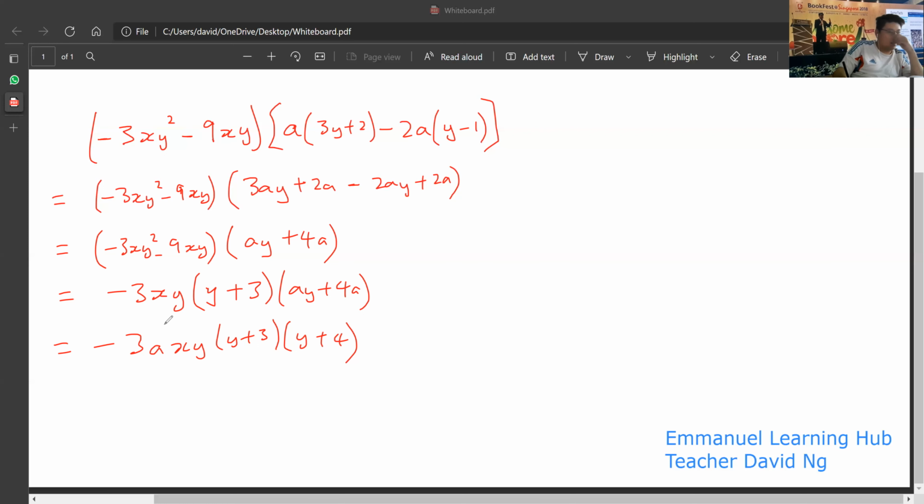Wait, then can the y be x also? Can it switch? Like, y is always over y. There is y plus 3, right? Can write x plus 3? Cannot.